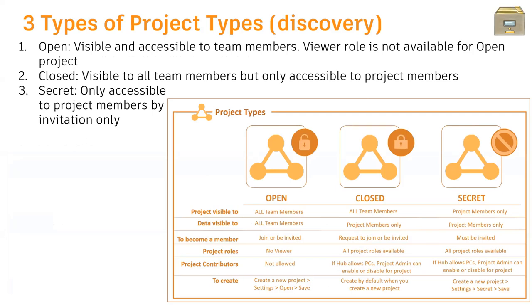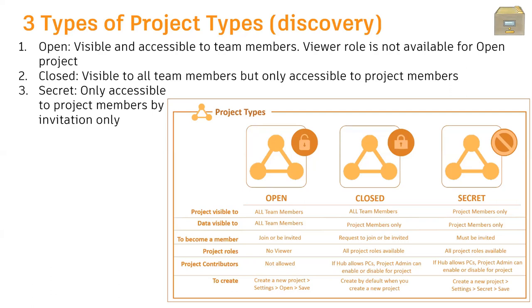Okay. Now this is the project discovery, right? So you will see the same structure which is available in the Fusion team, because when you want to create projects, there are three types. One is the open project. It is open, so normally we use it for all the shop floor people, to give them access to all the manufacturing needs. So it is open to all the members. All the members can see, they can join and be invited. The project role is no people for them, and project contributors are not allowed to create. So that's something you need to understand.